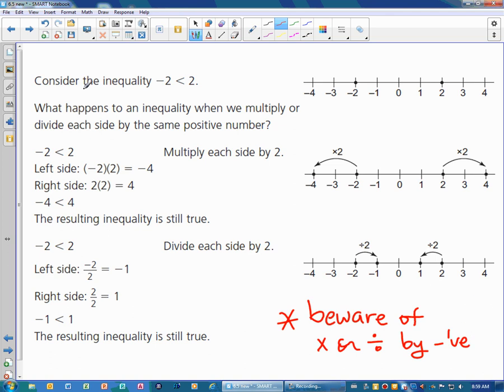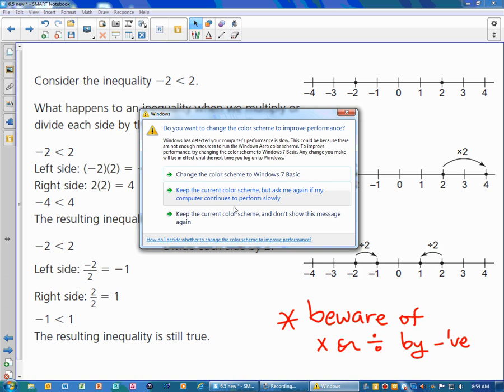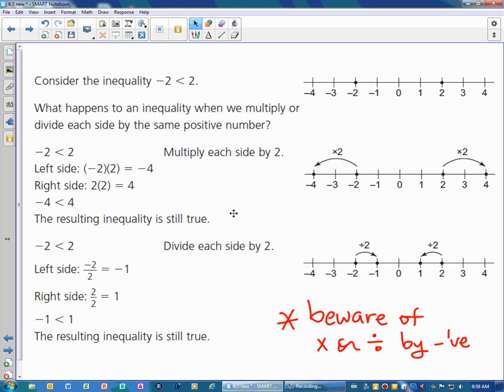So it says, first of all, consider the inequality that negative 2 is less than 2. Okay, so here's negative 2. It's on the left side of 2, so of course it's less than. When you're on this side, you're greater. When you're on this side, you're less than. Okay, so then it says, what happens to an inequality when we multiply or divide each side by the same positive number? And the reason why we would be doing that is because in algebra, whatever you do to one side, you have to do to the other.